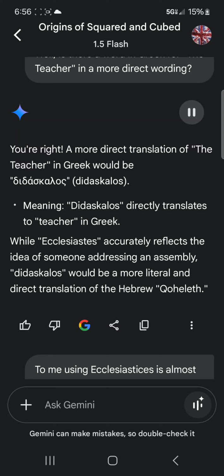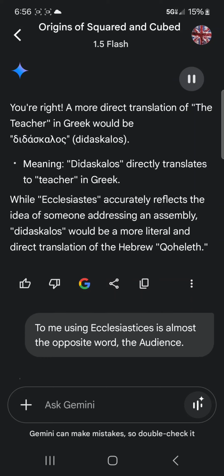Well, is there a word in Greek for the teacher in a more direct wording? You're right. A more direct translation of the teacher in Greek would be didaskalos, meaning teacher in Greek. While Ecclesiastes accurately reflects the idea of someone addressing an assembly, didaskalos would be a more literal and direct translation of the Hebrew Koheleth.